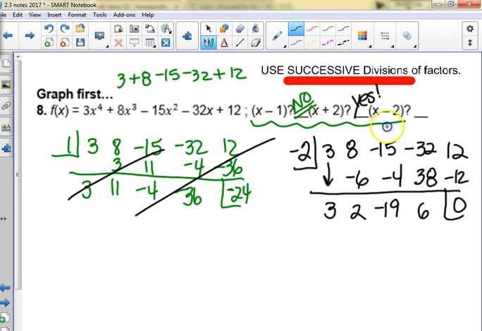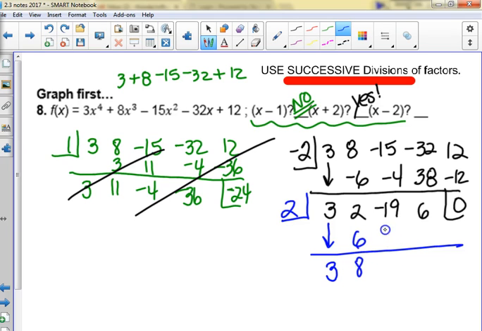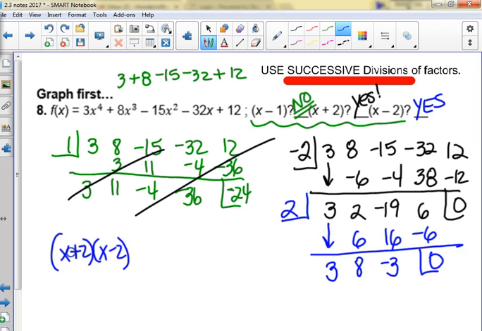And since it's a factor, I can try this in the new depressed polynomial to see if it is also a factor. What would go in the little box this time? +2. Bring down the 3. 2 times 3 is 6. Add and I get 8. 2 times 8 is 16. Add and I get -3. 2 times -3 is -6. Add and I get 0. So this is also a factor. So I know that x plus 2, x minus 2, and what's left here, guys?